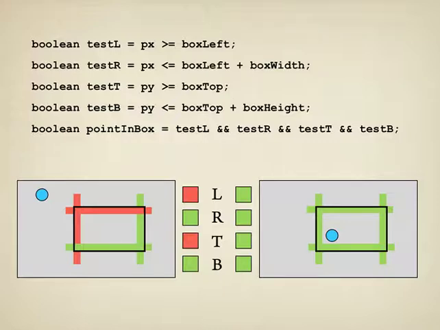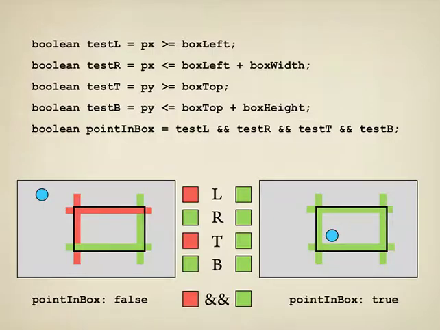Let's show this graphically. Under the scorecard, I'll put the results. In the left-hand column, we ask, are all 4 values true? No, they're not. And so the result is false. On the right-hand column, we ask, are all 4 values true? Yes, they are. The result is true. So for the left-hand case, point in box is false. But in the right-hand case, point in box is true. And that's how we write a routine to find out if a point is inside the box.